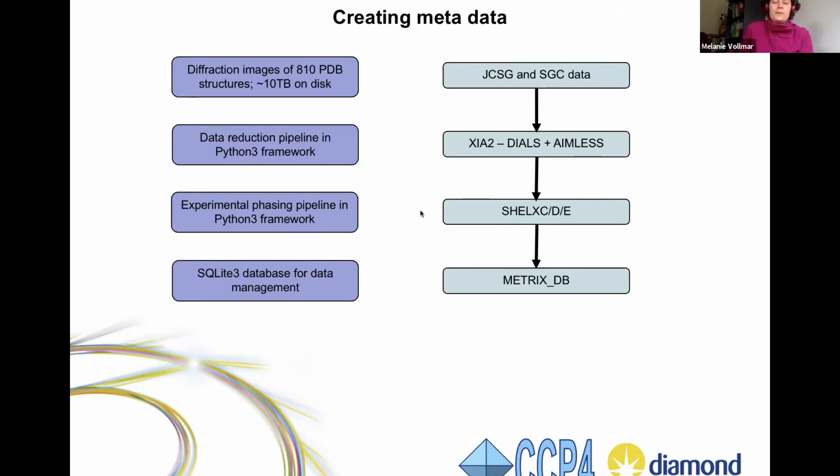If someone has worked with small molecules, subroutines in that pipeline can be used for small molecules, and that's what it was essentially designed for to begin with. Again, everything in Python 3, and then extracting all of the metadata and data management in an SQLite database.